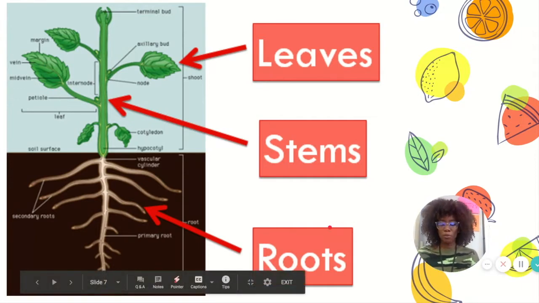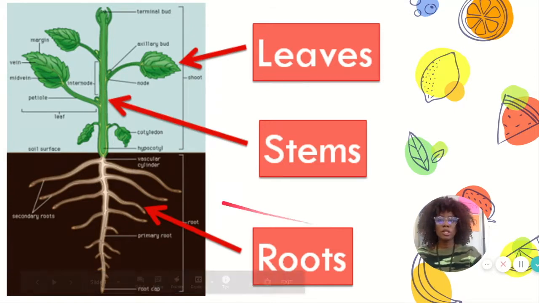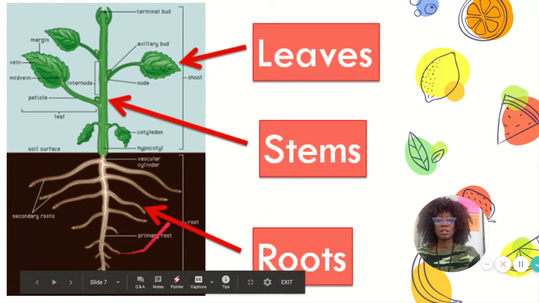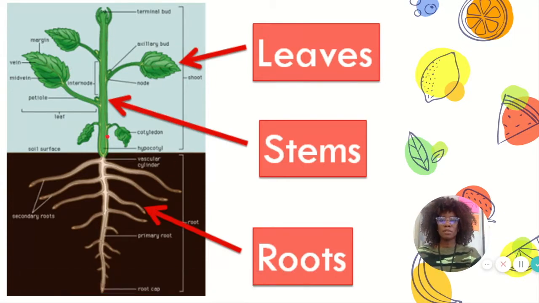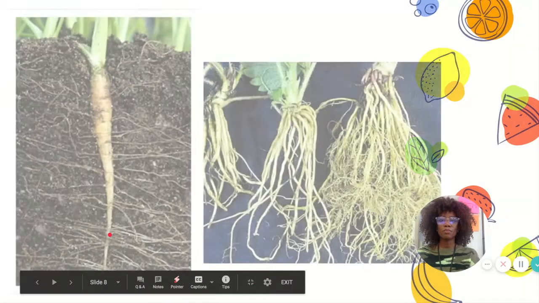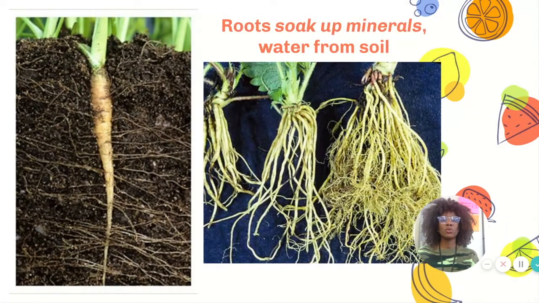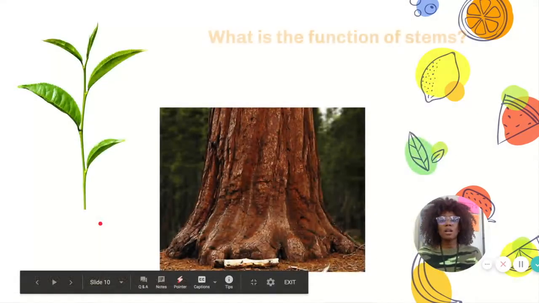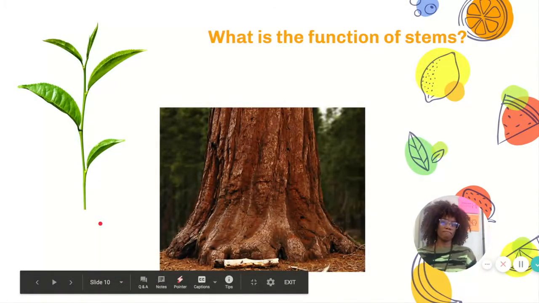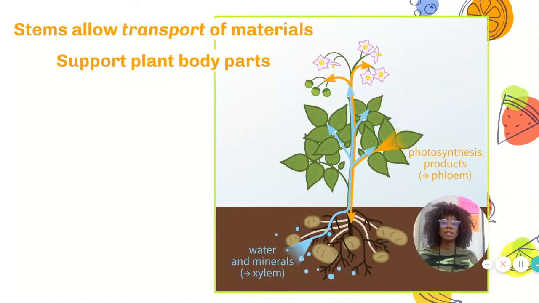Okay, so before we get into plant reproduction, actually, we're going to get into a recap of what we already learned. So this right here is a plant, obviously. Okay, so we have leaves, there's stems, and of course the roots. So roots, what was the function of roots? Right, roots were made to soak up minerals and water from the soil. Exactly. What is the function of stems? Stems allow the transport of materials and they support the plant's body parts.